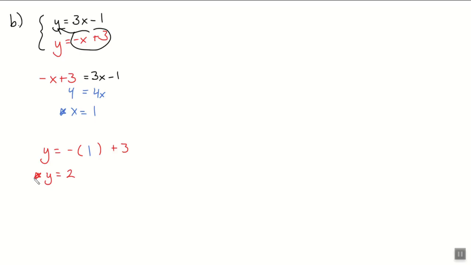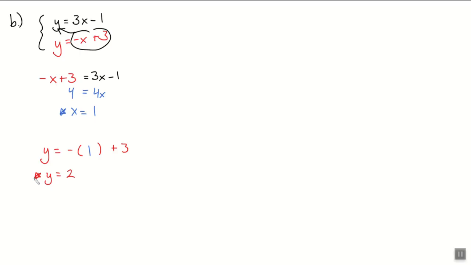If I plug in y is 2 and x is 1, let's just see what happens. I get 2 equals, because I'm just plugging in y is 2, 2 equals, what's 3 times 1? 3. Minus 1. 2. 2 equals 2. Is that true? Yeah, I'm good there. We need to check both. Let's do this one. 2 equals negative 1 plus 3. Is that also true? Yes. It works for both of them, right?